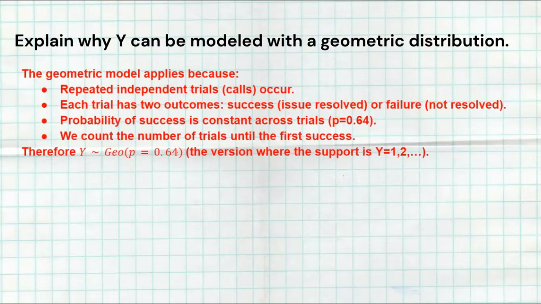So it's a little bit similar to binomial, but for binomial, we are given a set number of trials. We're not told that here for geometric. So first, we have repeated independent trials. Every trial must be independent of the next. Each trial can once again only have 2 outcomes. Either we get it resolved or we don't. Success, fail. The probability of success must stay the same. So that 64% must stay the same for every single call. And we're counting the number of trials until the first success. That's the key that makes it geometric. We're looking for that first success.